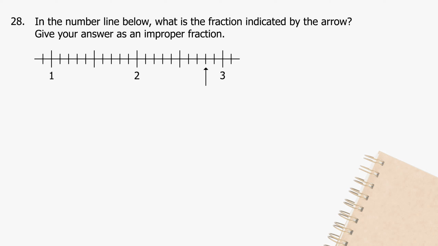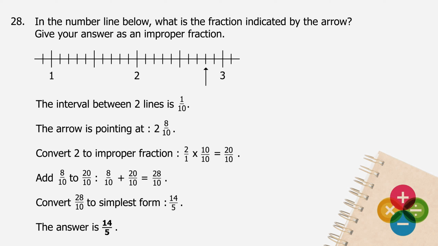Question 28. In the number line below, what is the fraction indicated by the arrow? Give your answer as an improper fraction. The interval between two lines is 1/10. The arrow is pointing at 2 and 8/10.